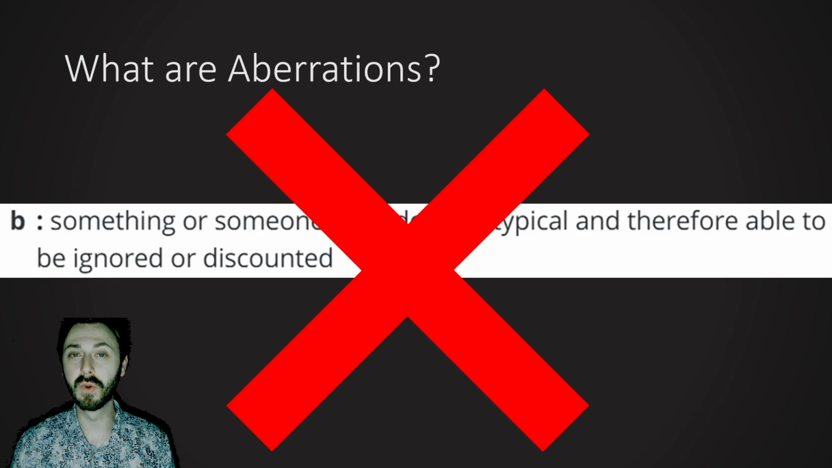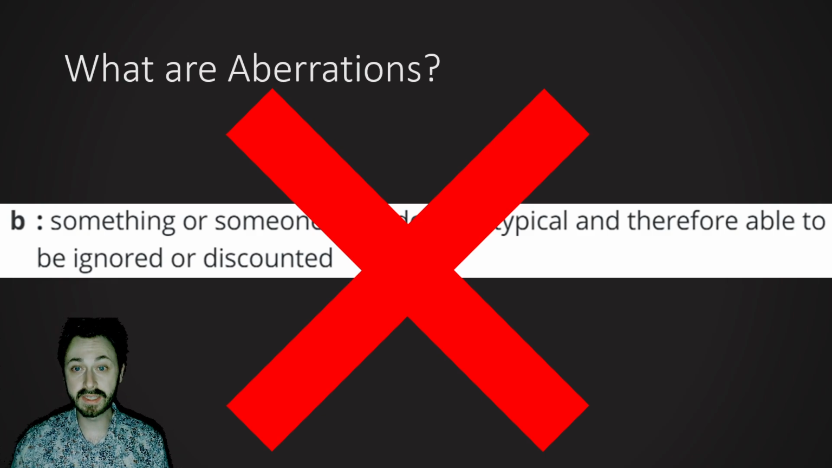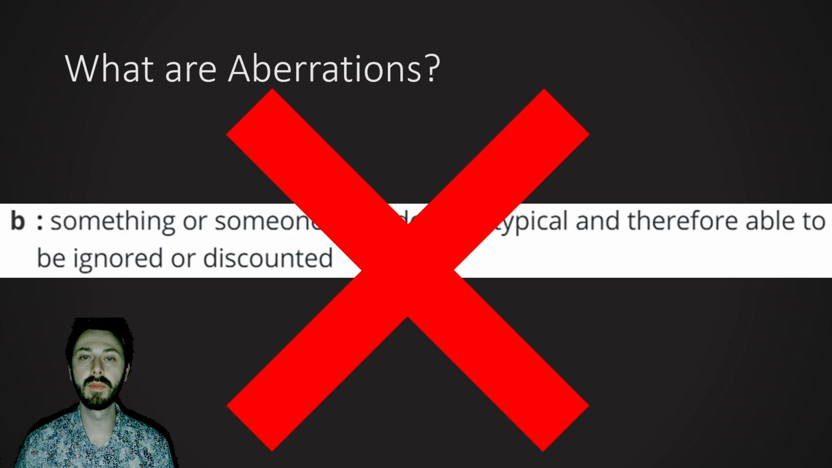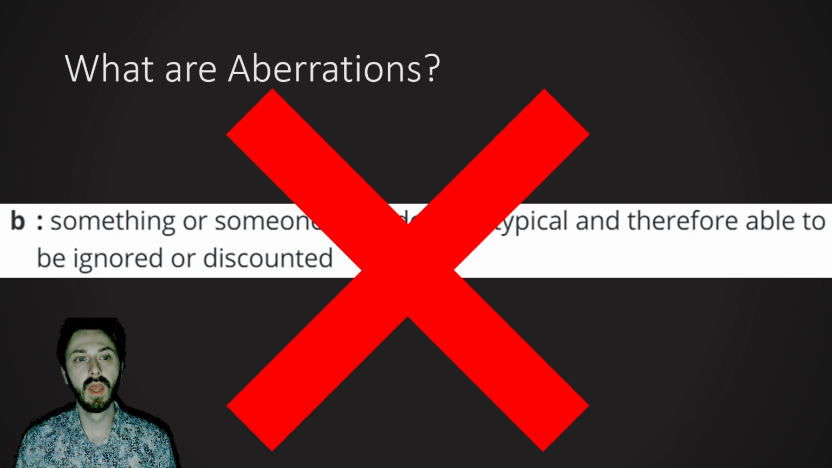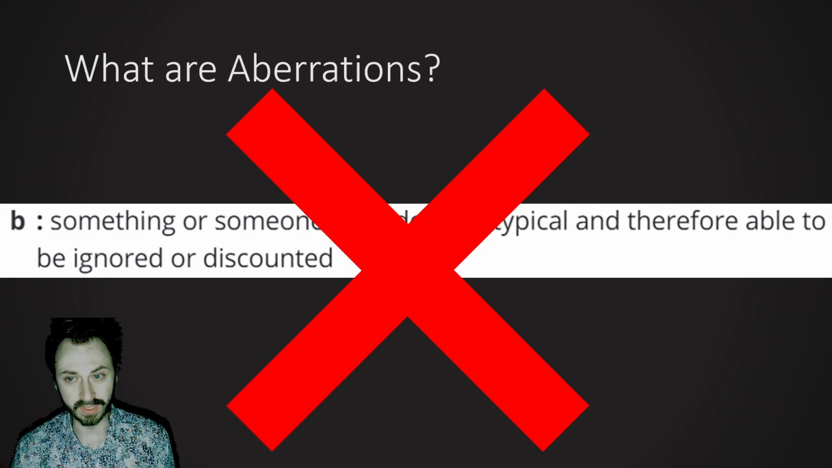We can't just ignore these aberrations. We can't discount these aberrations. The patients really deserve better than to be dealing with them, and they deserve better vision than this. So, what are aberrations really?